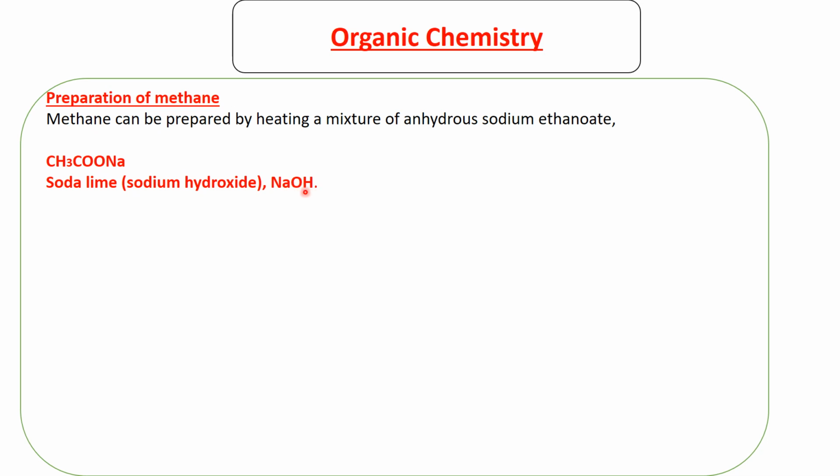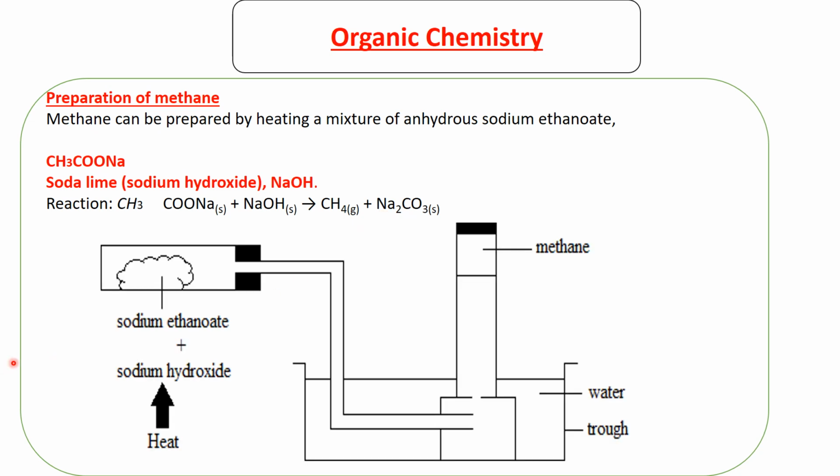So now what happens, the reaction is this. Sodium ethanoate, these are supposed to be connected here, sorry. So sodium ethanoate reacts with sodium hydroxide to produce methane and sodium carbonate. The apparatus for this reaction is this. So sodium ethanoate and sodium hydroxide are heated. The sodium carbonate that's going to be formed is a solid, so it will remain here. Well, the methane, it's a gas. It's going to evaporate and it's going to be delivered by the delivery tube to here.